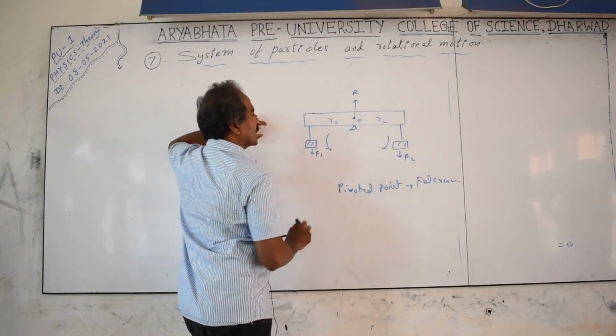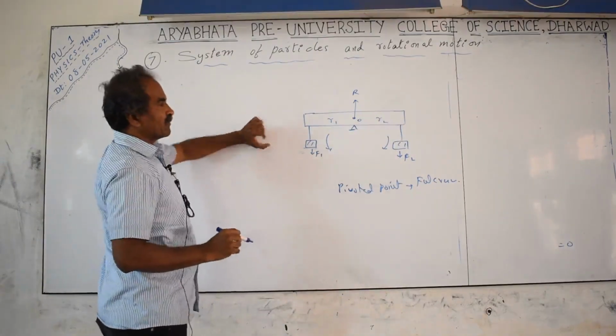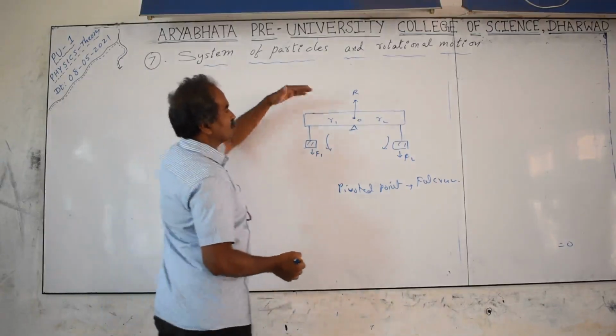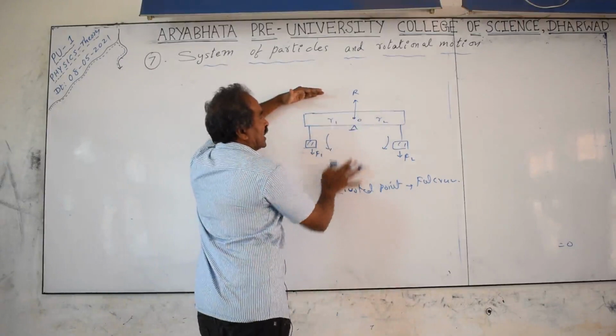Then for mechanical equilibrium, as we discussed, there should not be rotational motion and there should not be translatory motion. Translatory equilibrium means net force equal to 0. This is only in the xy plane we are taking.